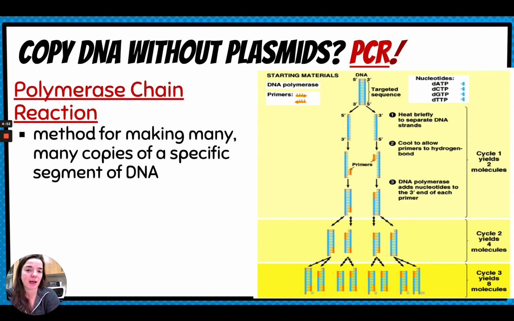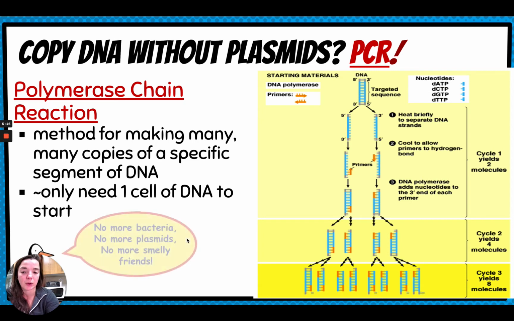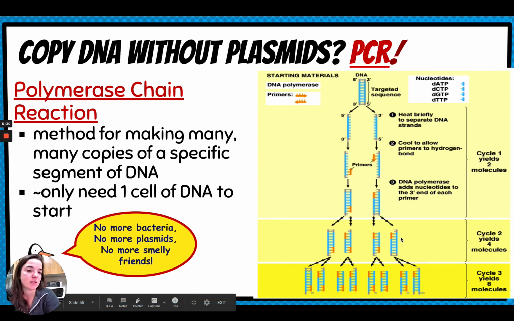It's a high quality photocopy machine. But instead of making copies of dittos or worksheets for you guys in class, it is making copies of DNA. So you only need one cell or one section of DNA to start. Like I said, you just take that one and then you go through this process multiple times, making so many of these copies of DNA. And by the end, you have a large number of that DNA that you are looking for. So you don't need bacteria, you don't need plasmids. You'll see next year, E. coli are wonderfully smelly creatures, so no more smelly friends. You can just do this all within a tiny machine.